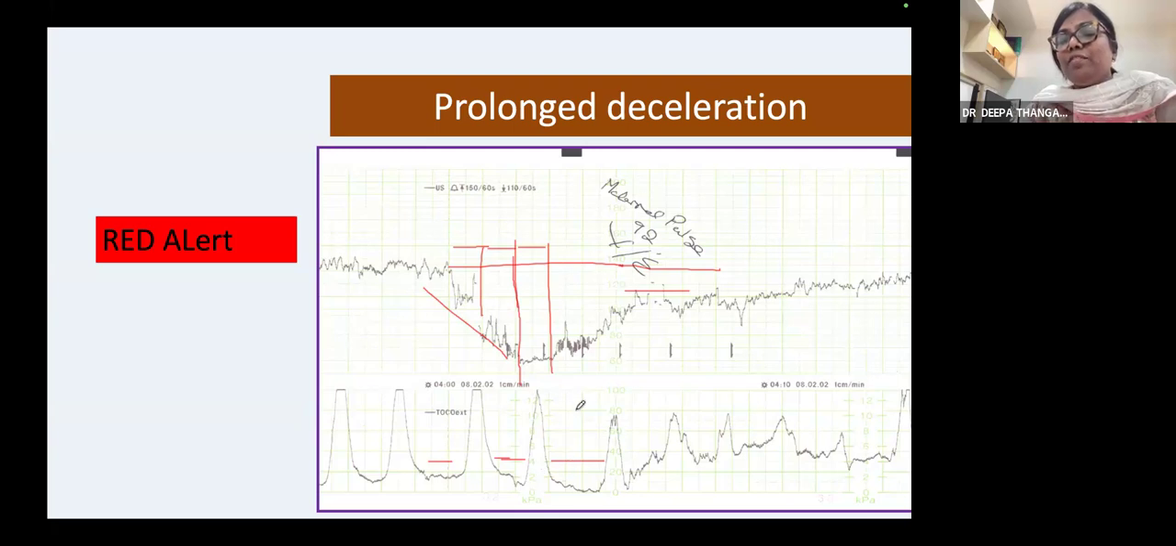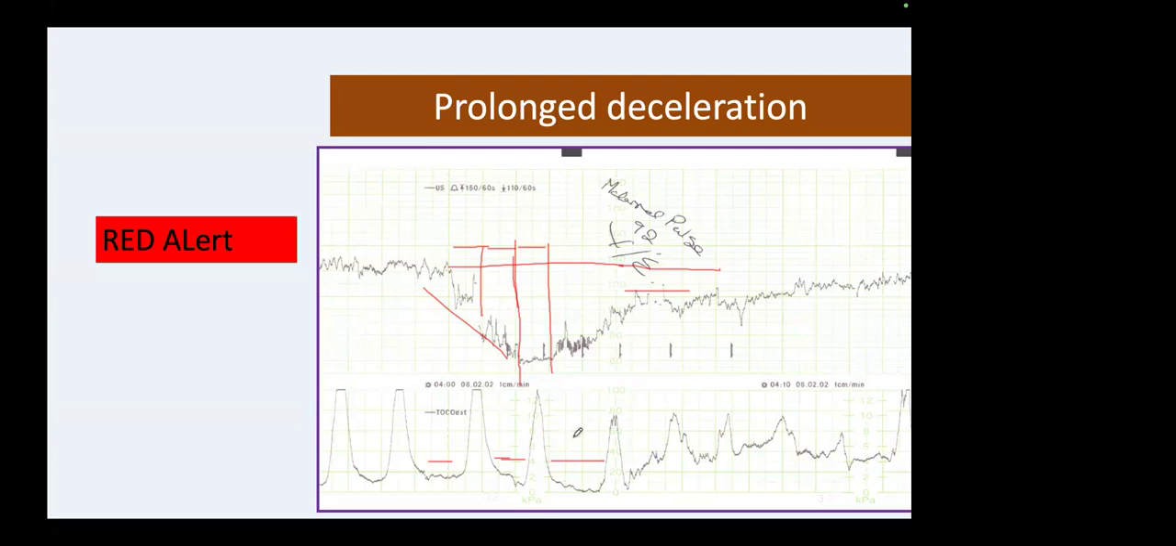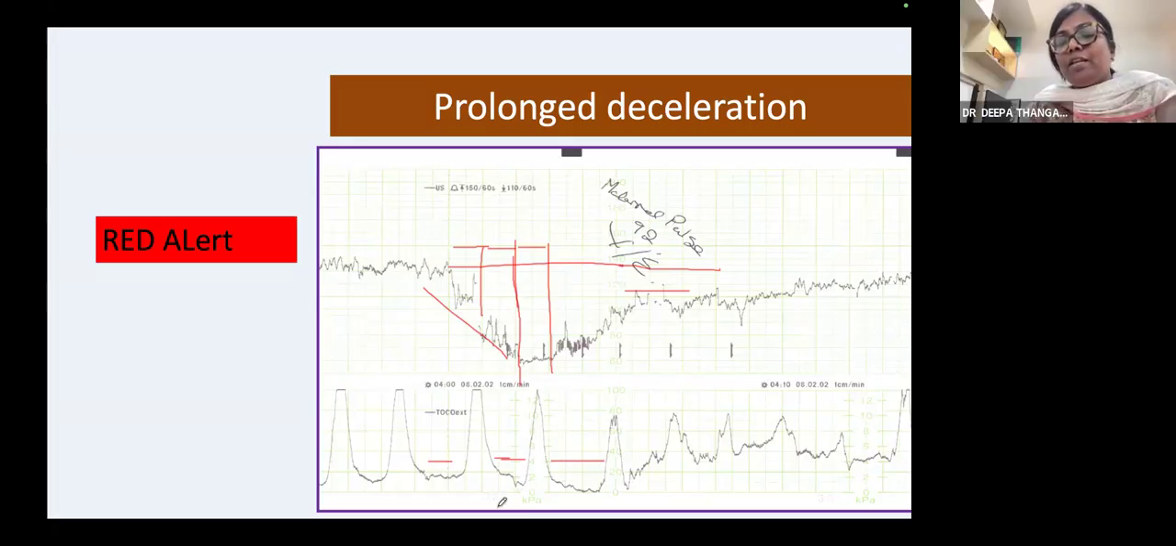Second thing, if the mother is hypotensive, start IV fluids. Now most of our Indian population will be dehydrated, so it is better to start hydration. So by this third minute, you will be starting all your activities.